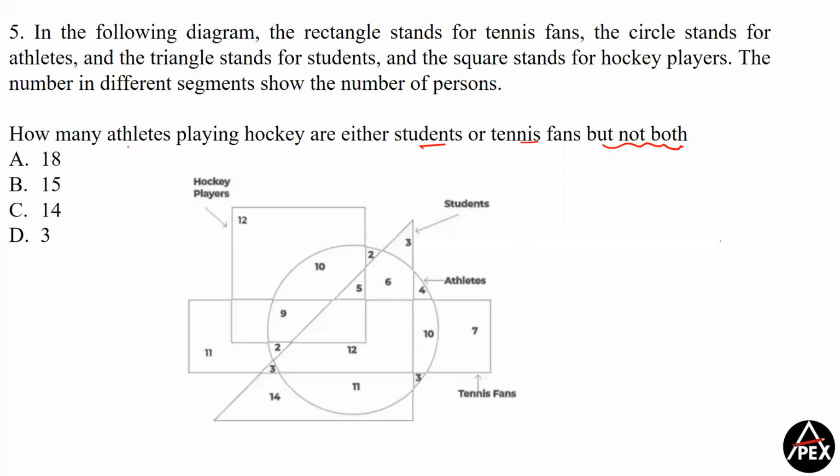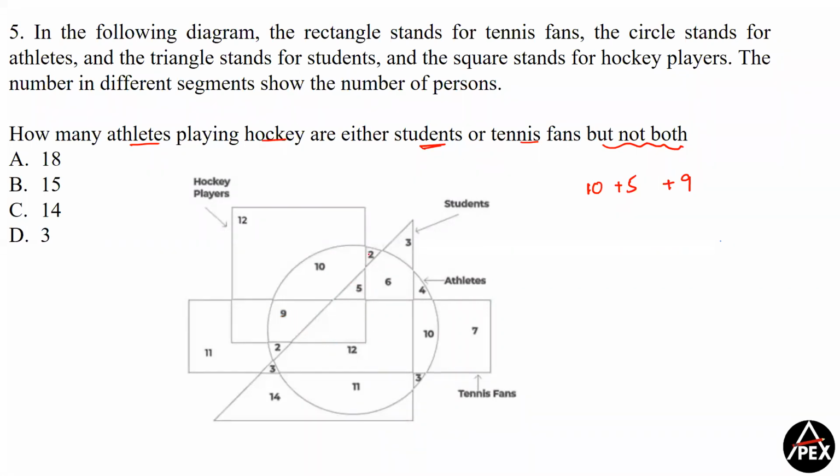Now let us find the areas common to athletes and hockey. Athletes is the circle and hockey is this square, isn't it? So this region is common to athletes and hockey players, isn't it? So we have a total of 10 plus 5 plus 9. Out of these, either students. Do we have a common region between athletes playing hockey and students? Yes. Five.